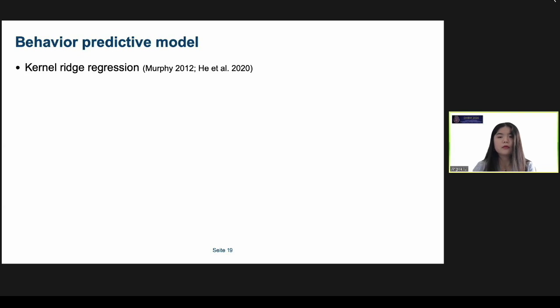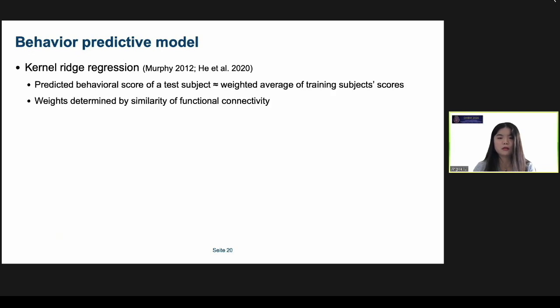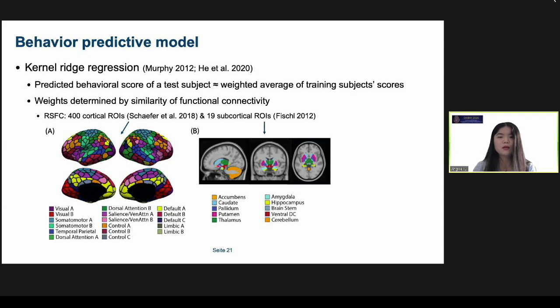We used kernel regression models to predict behaviors. This method is intuitive and has been proved to achieve relatively good prediction accuracies. It predicts the behavioral score of a test subject as the weighted average of the behavioral scores of all training subjects, and the weights are determined based on the similarity of functional activity across subjects. Here we used functional connectivity computed across 400 cortical ROIs and 19 subcortical ROIs.